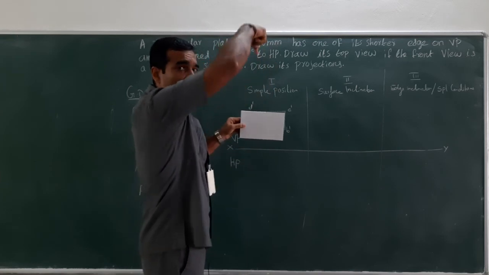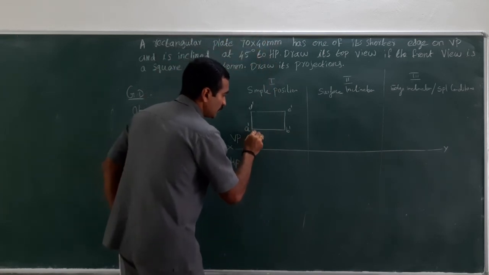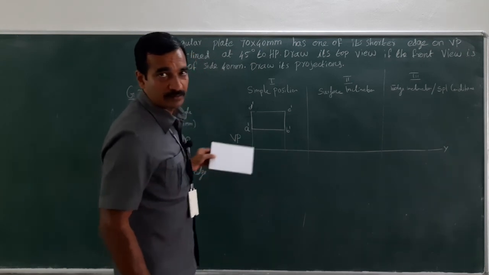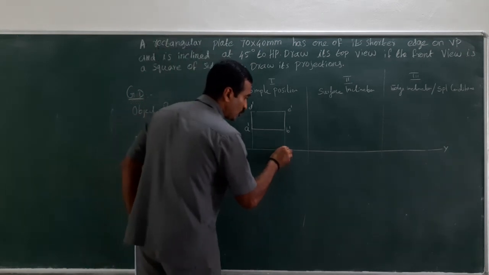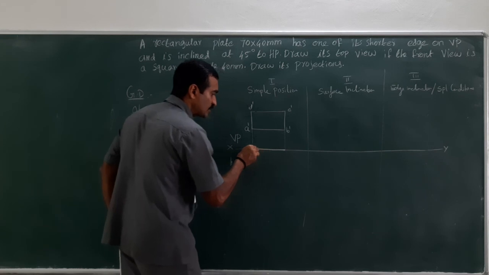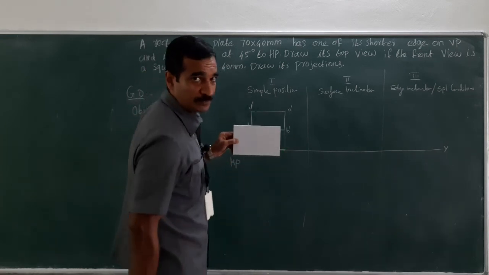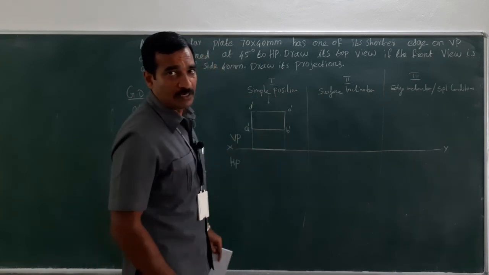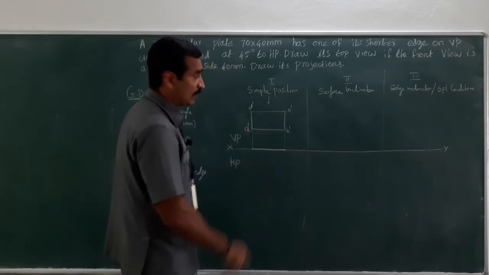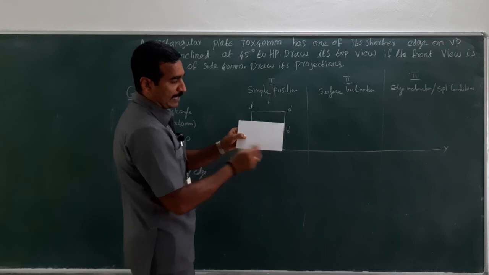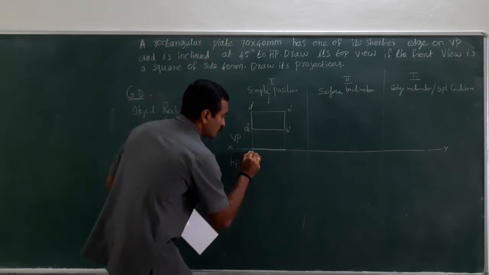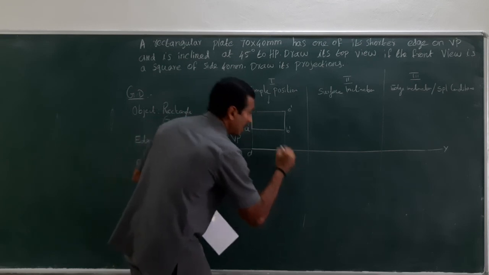Now when you look at it from the top, you just project the projectors till they intersect the reference line. Now this is the top view of the object. This straight line is the top view of the object. When you look at it from the top, which corners would be visible? D and C. This is how it is. A, B, C, D. When you look at it from the top, D and C are visible.